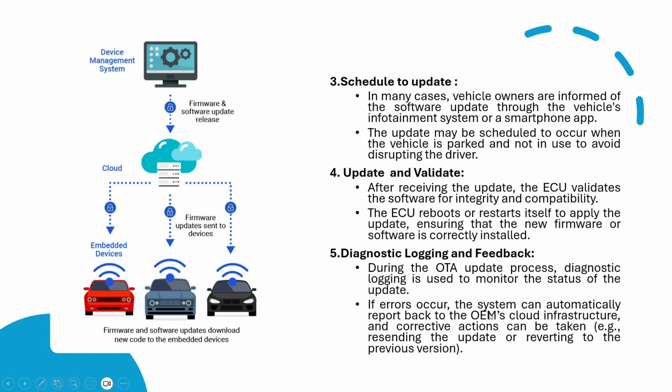If some error is observed during the software modification, installation or update, the system will automatically report back and corrective actions can be taken. Sometimes resending a new update will be done, or otherwise reverting to the original previous version. So this fifth step ensures that the new software update will not violate the operation of the vehicle.